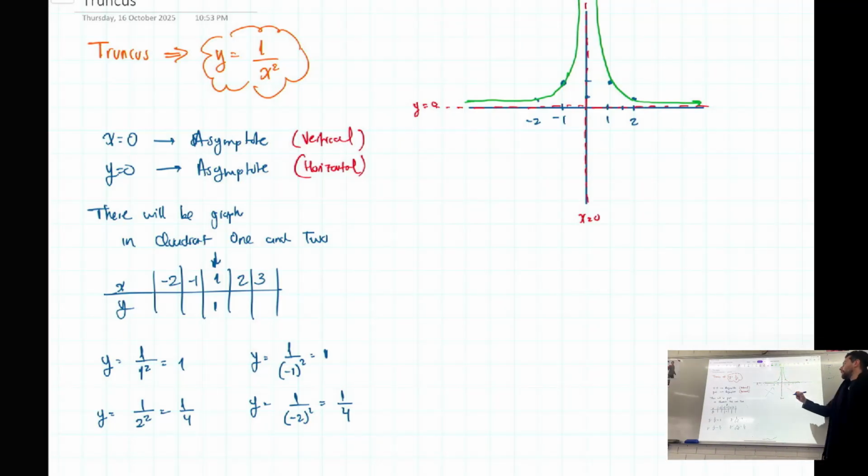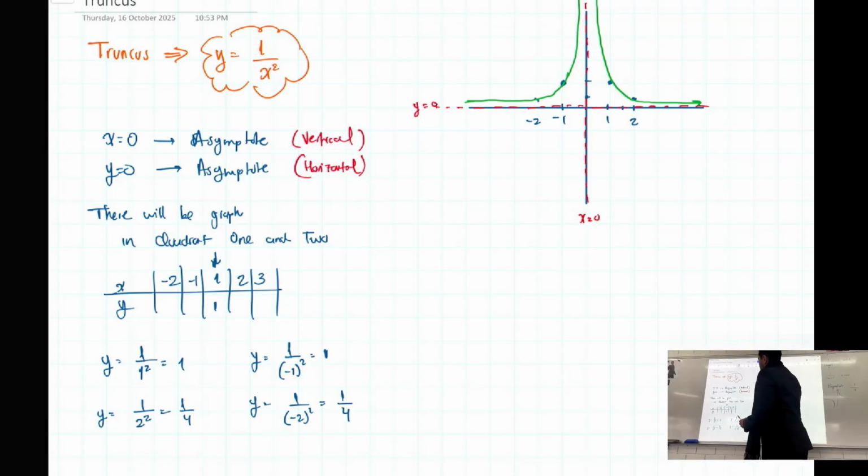Compared to the hyperbola, the graph is like that. This is the hyperbola. This is the truncus. This is in the form of 1 over x. The other one is in the form of 1 over x squared. So far, so good? That is as simple as it is going to get. It's not going to get more complex than that. We're just going to learn now different properties of hyperbolas.